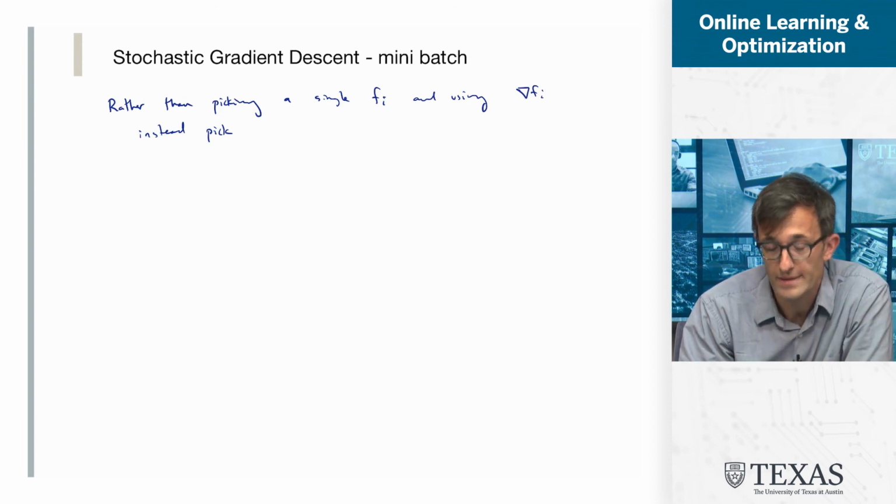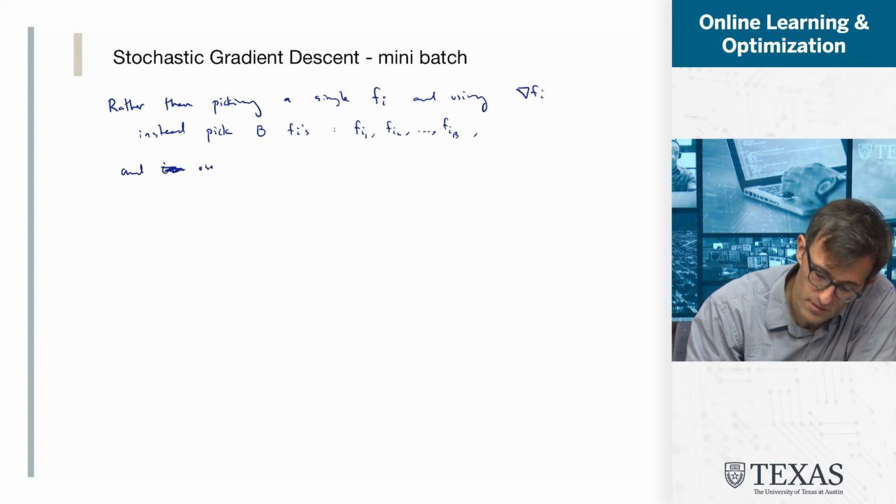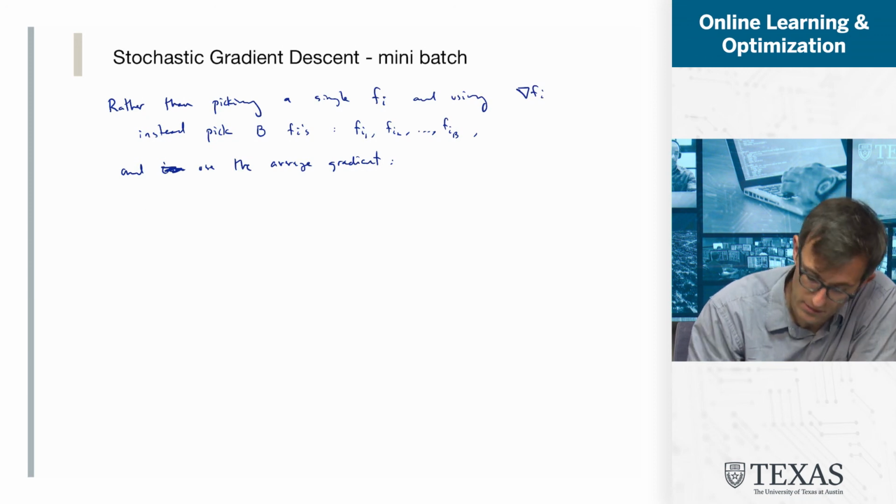What is that number? That's going to be the size of the mini-batch. So let's pick b f_i's: f_{i1}, f_{i2}, all the way up to f_{ib}, and use the gradient of the average. So in other words, my new algorithm, my mini-batch SGD, is going to look like this.